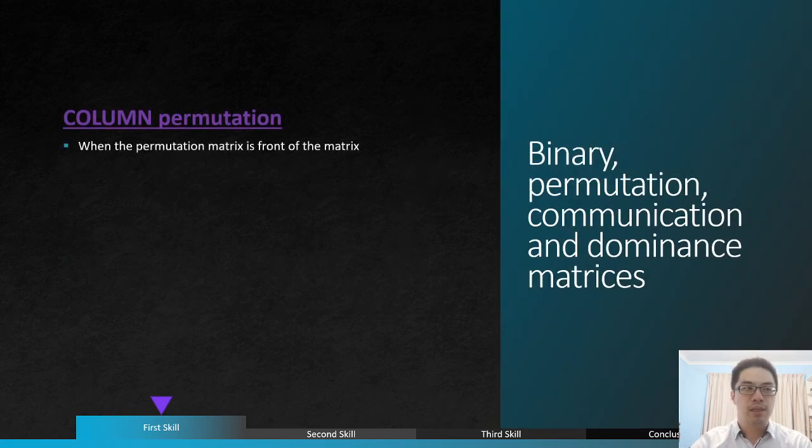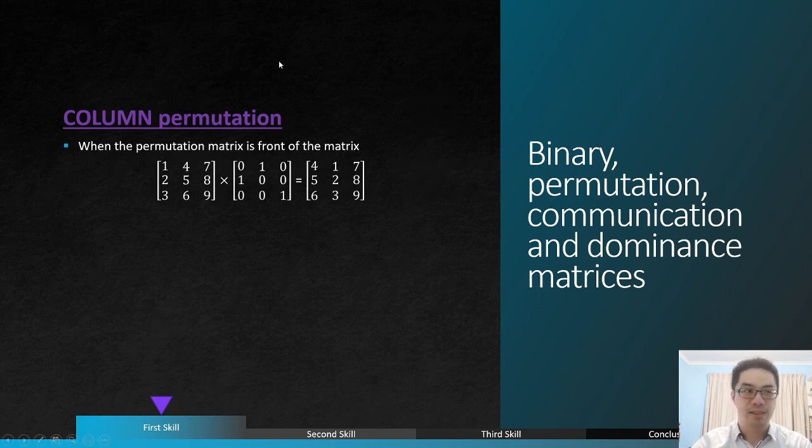The column permutation is when the permutation matrix is on the right of the matrix. And notice it's in front. This is also considered in front, depending on how you're looking at it. But we'll change the notes to column permutation is on the right, and a row permutation is on the left. So in a column permutation, the column switches with the row.